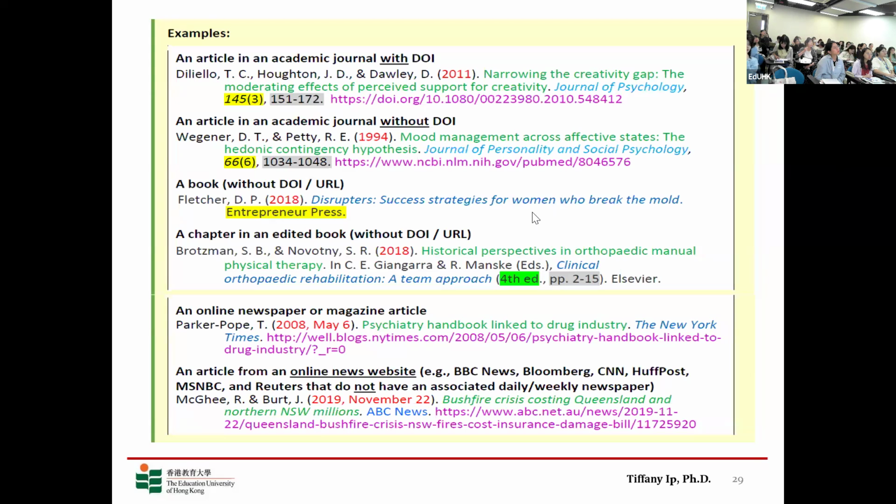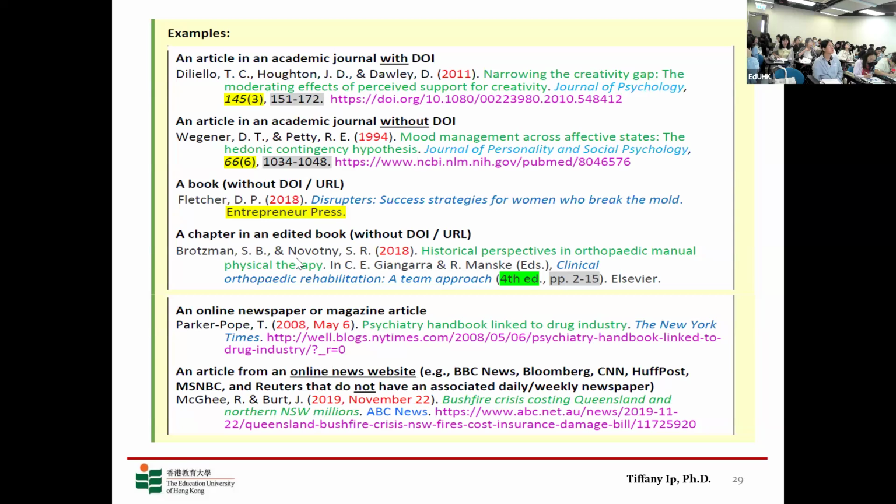Because normally when we read a book, it's about referring to the whole thing. Okay, it's not just one particular chapter. If it is one particular chapter, then next one. Okay, so this one first. If you refer to the whole book, then book name. And put the book name in the italicized form, just like the journal name. You see that? Italicized. And then last one, publisher. Publisher name. Okay, so that's it for books.